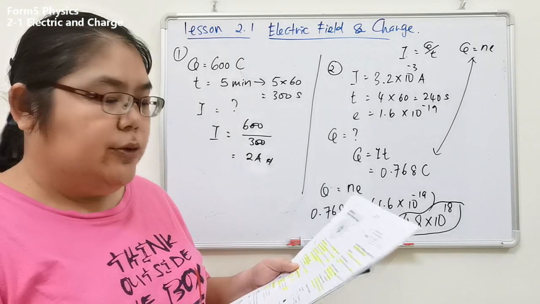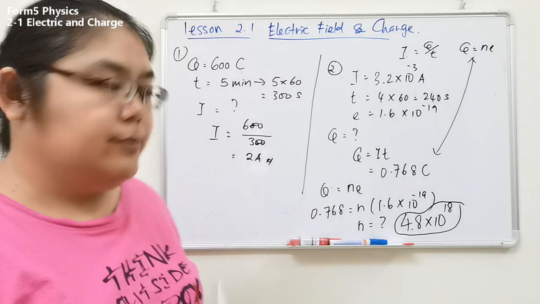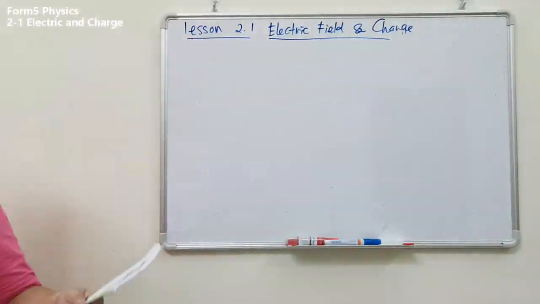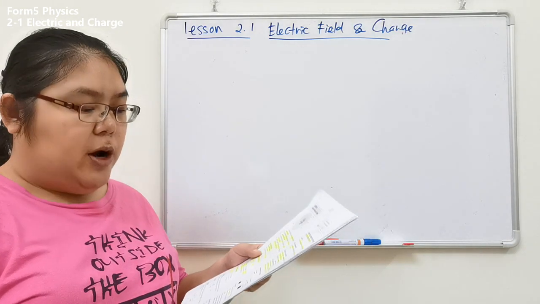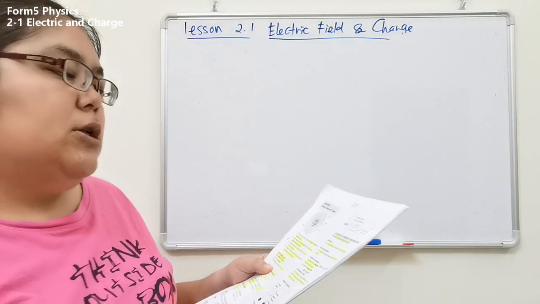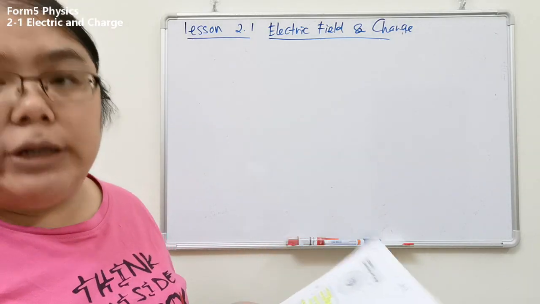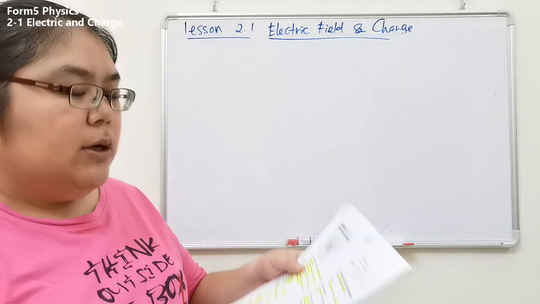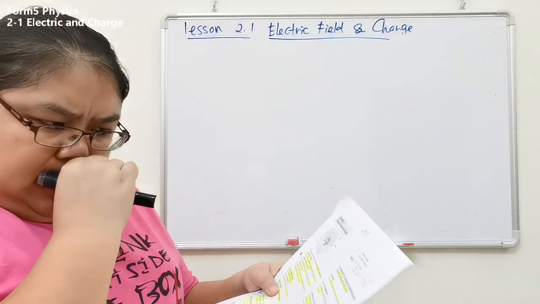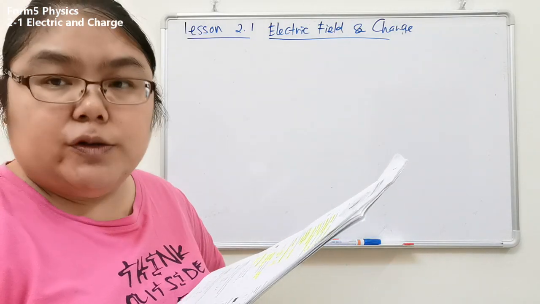Next, we go to the following: an experiment on the relationship between electric charge and current. We can say it's not really an experiment, just an activity. They want to find the relationship between the electric charge and the current. If the charge is increased, what happens to the current? So they have a hypothesis: if the current increases, the charge also increases.